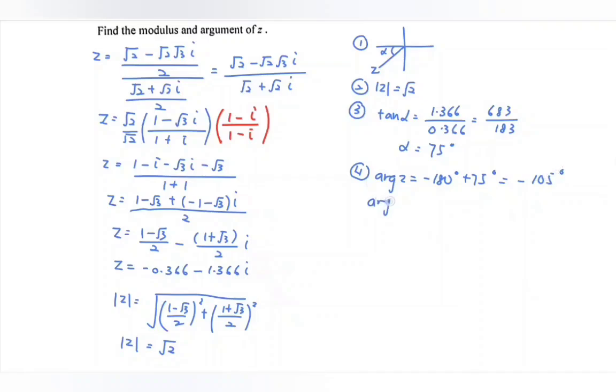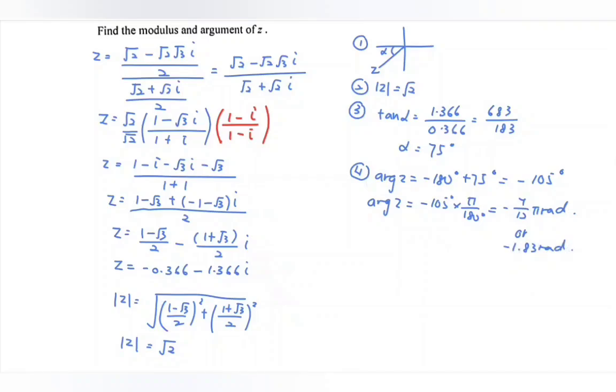So argument of z in the form of radian, 105 multiplied with pi over 180, so the answer will be negative 7 over 12 pi in the form of radian. So if we want to express in the form of decimal, it will be negative 1.83 radian.